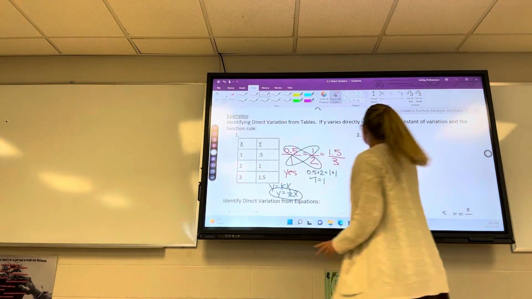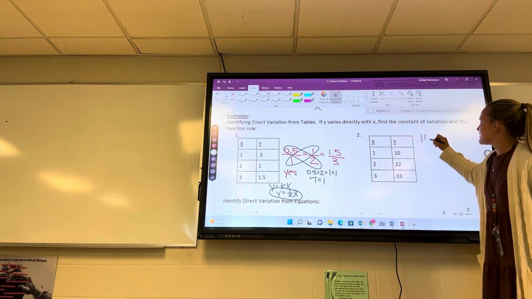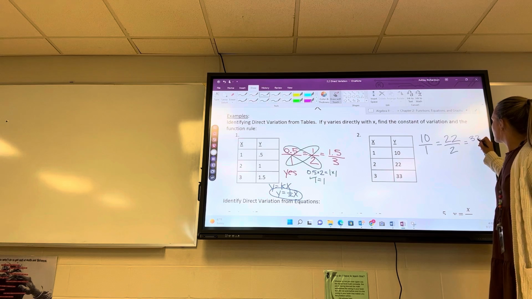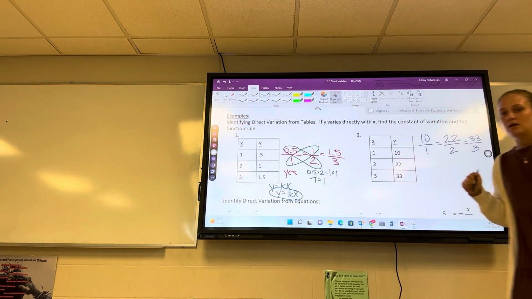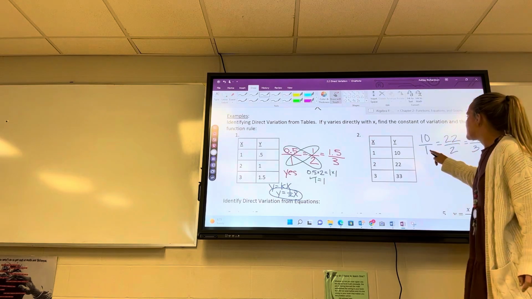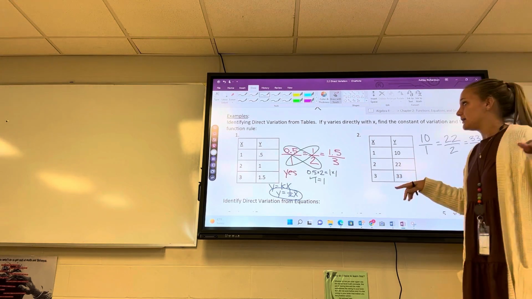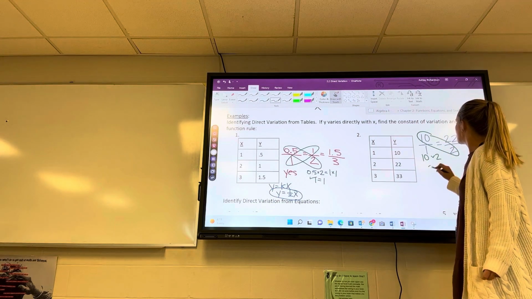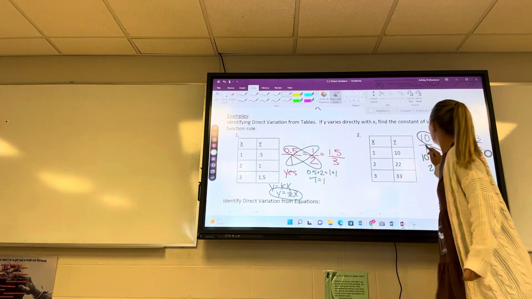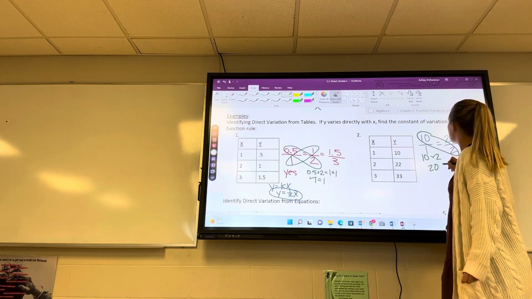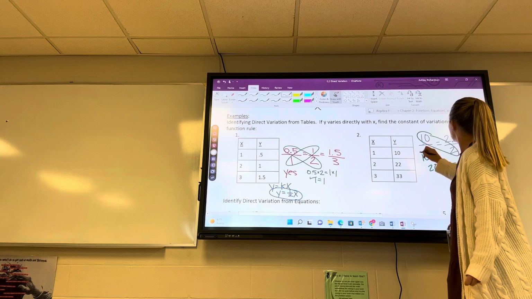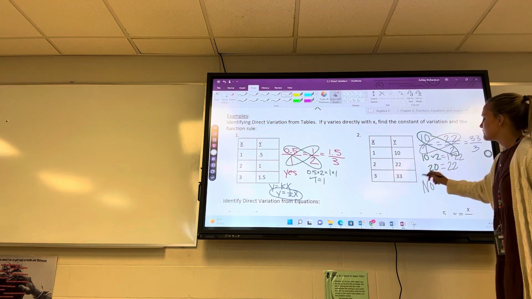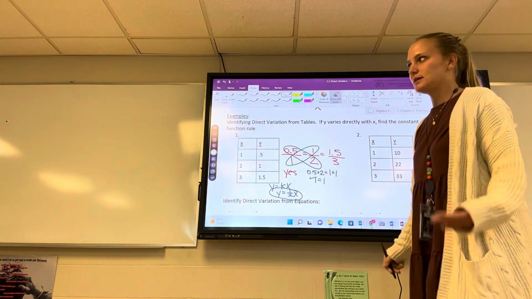Okay, so on this one, I'm going to do the same thing. So y over x, that's 10 over 1, 22 over 2, and 33 over 3. You can really quickly tell this is 10, and 22 divided by 2 is 11, so they're not equal. If I wasn't sure, I could cross multiply. 10 times 2 is 20. 1 times 22 is 22. So those are not equal to each other. So no, it is not a direct variation, so I do not need to find my constant of variation because there isn't one.